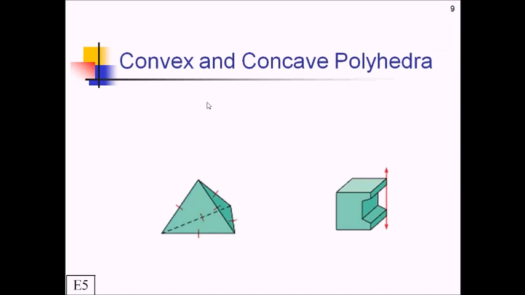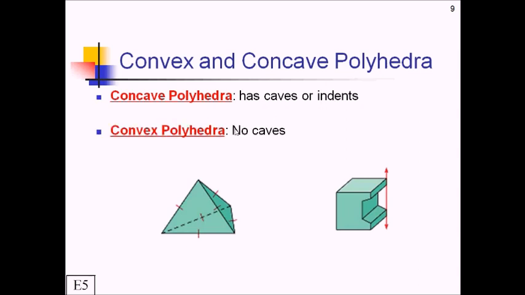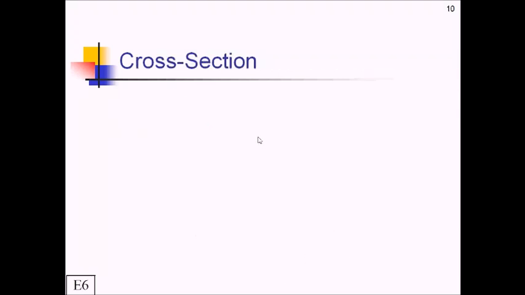Let's talk briefly about the difference between convex and concave polyhedra. Concave polyhedra have caves or indents in them. Convex ones don't. So pause the video quickly and see if you can figure out which one is convex and which one is concave. All right, this first one doesn't have any indents or caves, so this is convex. This one has a cave right here, so that's going to be concave. Pretty easy, right?